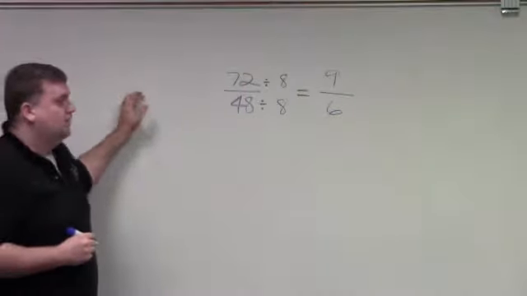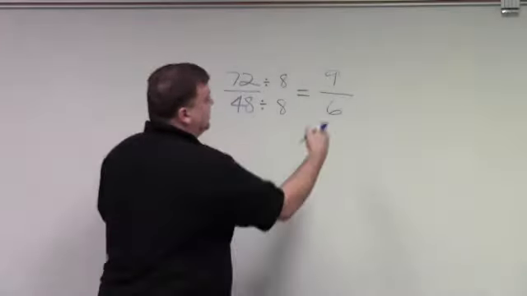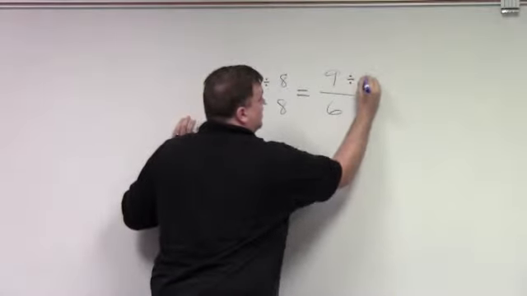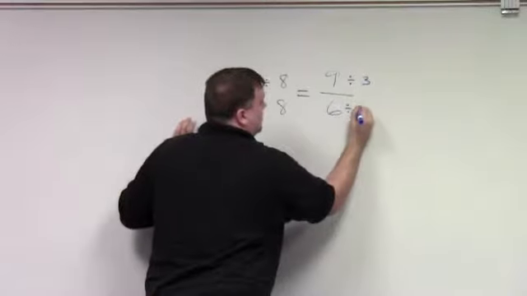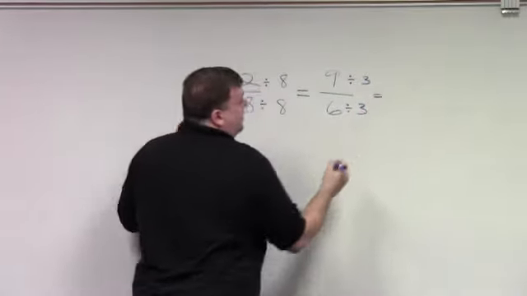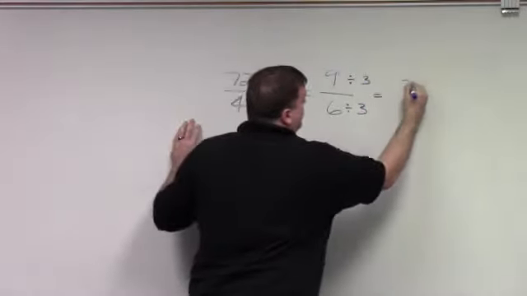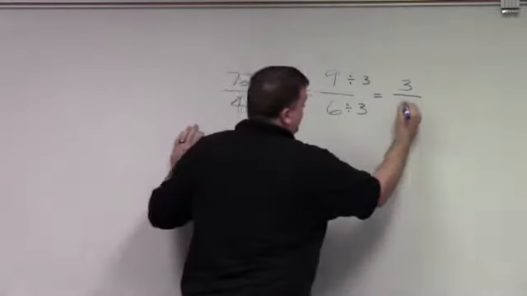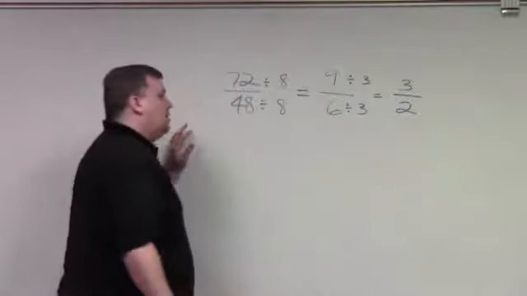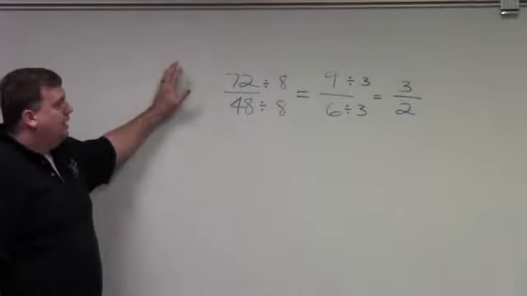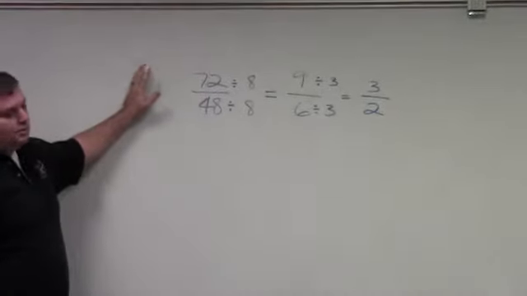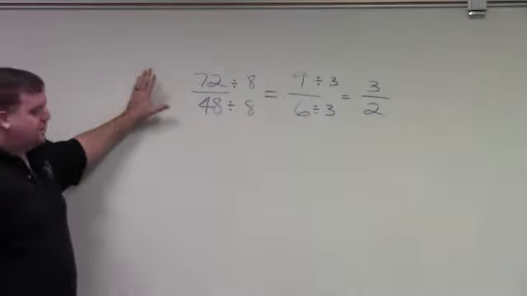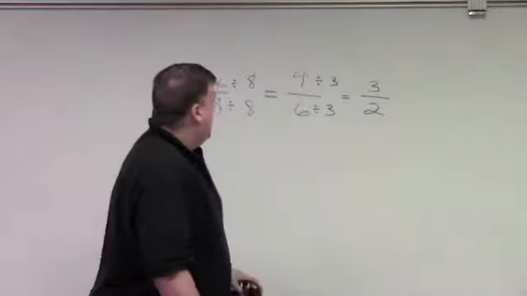Can that still be reduced further? Yes. If it can still be reduced, we have to go further. Is there a number that goes into both 9 and 6? 3. So 9 divided by 3 is? 3. And then 6 divided by 3 is 2. And that's an improper fraction. We'll leave that like that for the time being. The next section we're going to talk about converting between improper and proper fractions, or mixed numbers. All right, everybody good on that one?